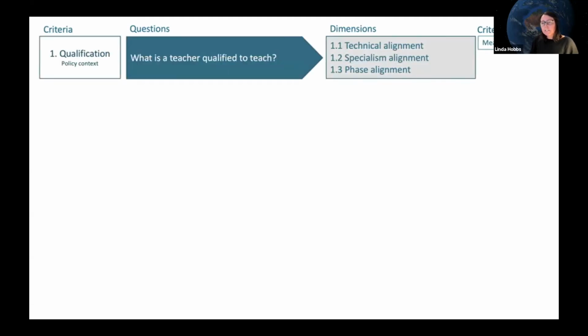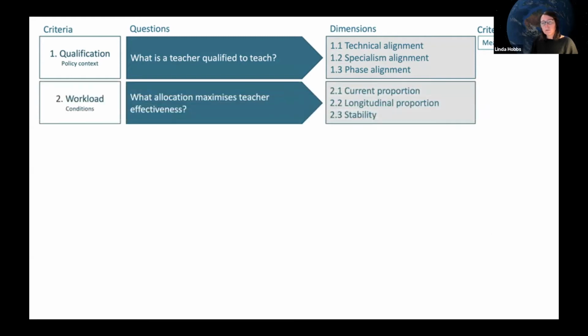Qualification comes from the policy context and determines what a teacher is qualified to teach. So, alignment between a teacher's load and their qualifications. This includes technical alignment as well as specialism alignment, and also phase alignment, which refers to the level of schooling they're qualified for. Then workload refers to the conditions under which teachers teach and what allocation of out of field and in-field teaching maximises teacher effectiveness. This includes what proportion of their current and longitudinal workloads is out of field, as well as the stability of that load. So do they teach different subjects and year levels each semester, for example?